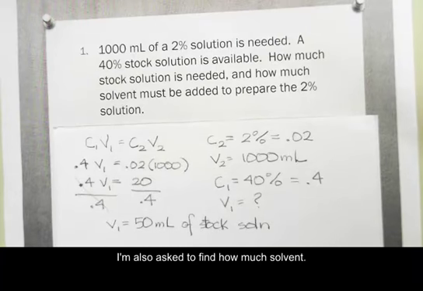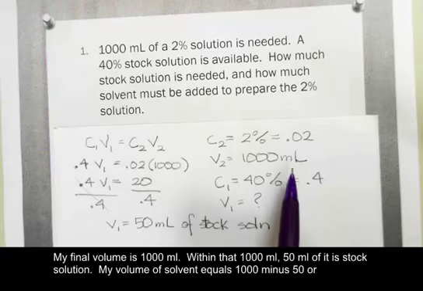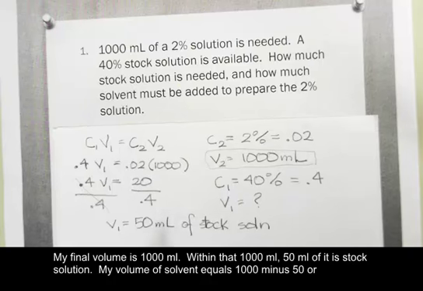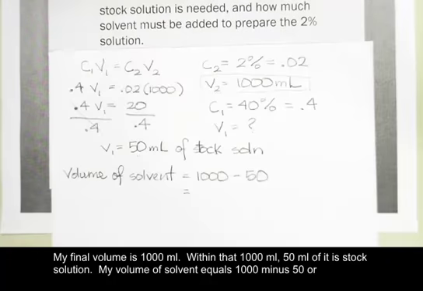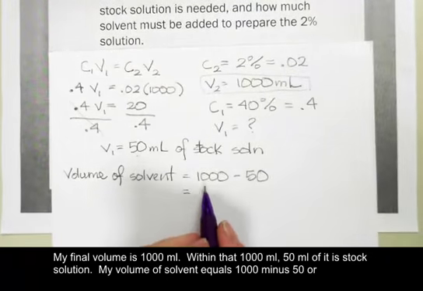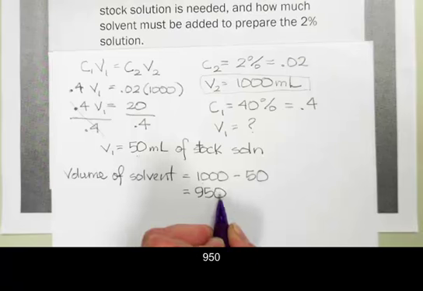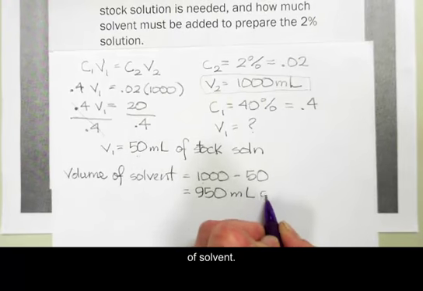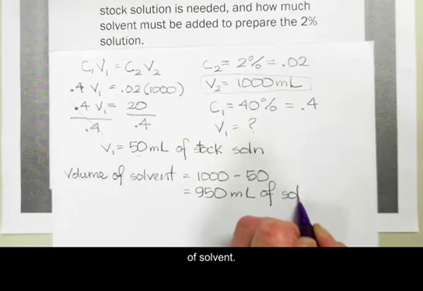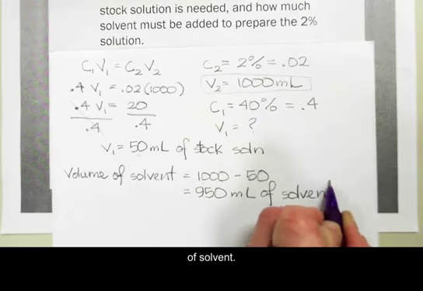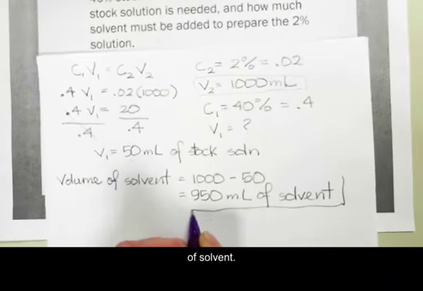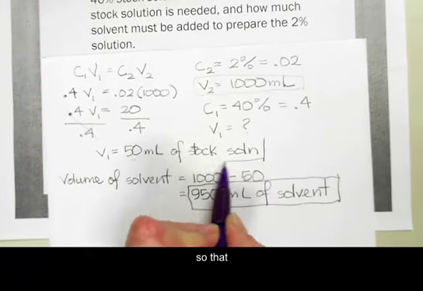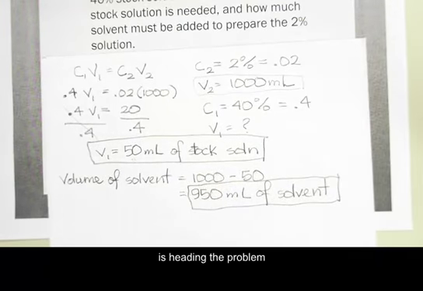I'm also asked to find how much solvent. My final volume is 1,000 milliliters. Within that 1,000 milliliters, 50 milliliters of it is stock solution. My volume of solvent equals 1,000 minus 50, or 950 milliliters of solvent. That is how you complete a dilution problem.